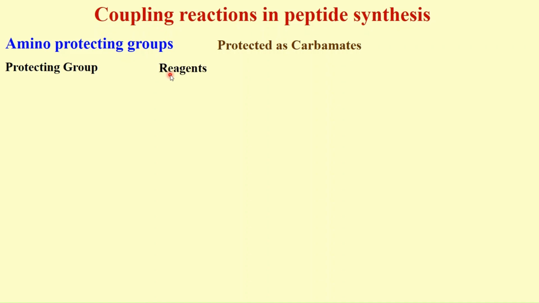The protecting groups which we use for protecting the amino group, the reagents which we use for the same purpose, how we can cleave them, and the agents which we can use for cleaving, the reactions I am summarizing here. I can protect the amino group by tertiary butyloxycarbonyl group.